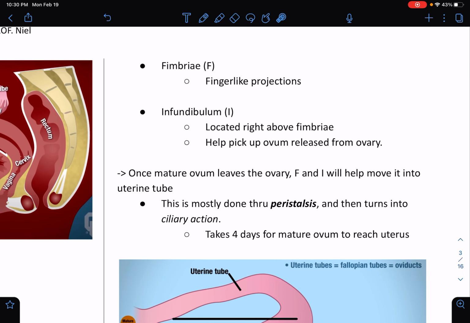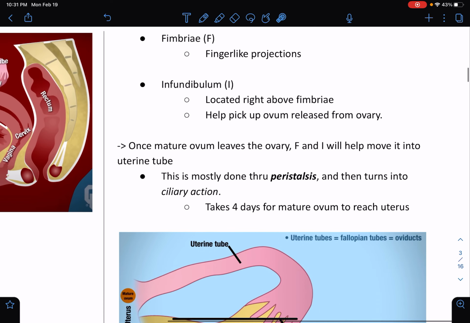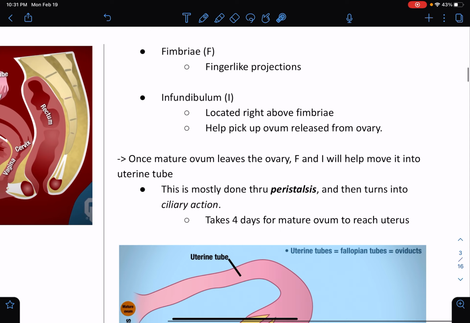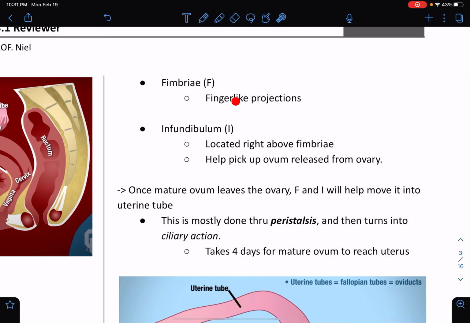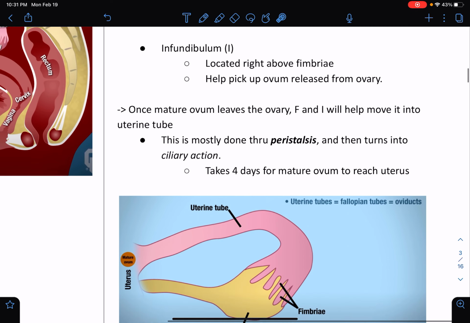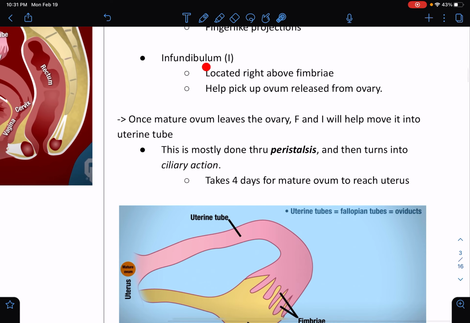But fimbriae, finger-like projections, just like how peristalsis occurs in the male reproductive system, peristalsis is also applied in the female reproductive system. It makes sense because in the digestive system, villi are involved in digestive peristalsis. So here, finger-like projections perform peristalsis. So what's the infundibulum?